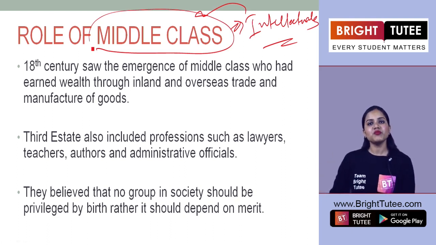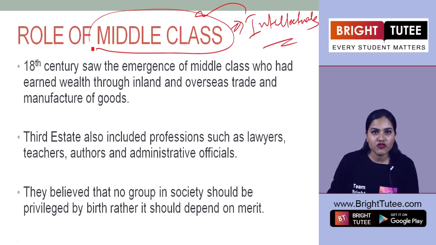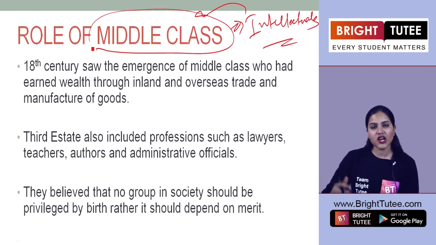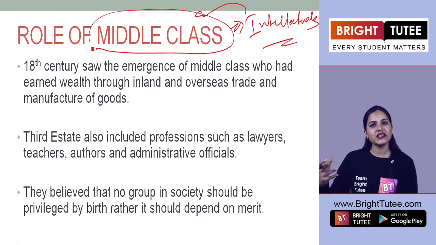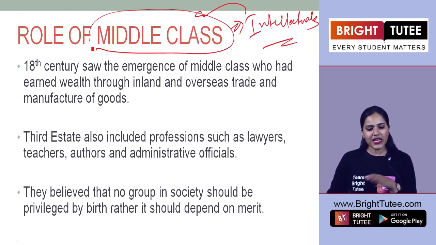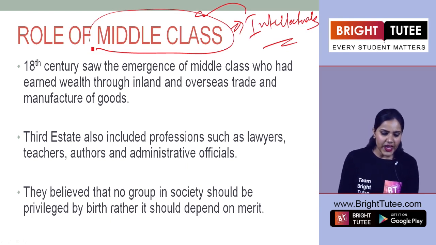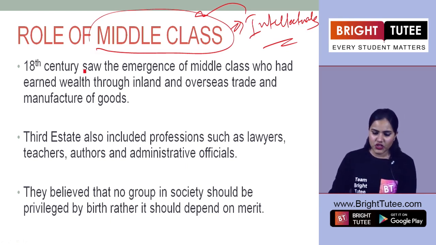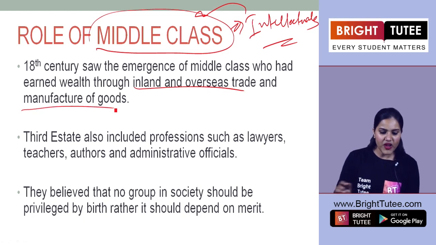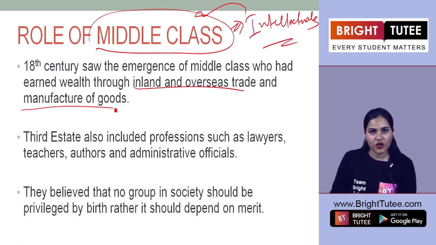So these middle class people, they started the revolution, they acted against the king and they challenged the authority of the king, right? We are going to learn about it when we will understand the outbreak of the revolution there. But let us first understand the role of middle class in causing the revolution here. So 18th century, it saw the emergence of middle class who had earned wealth through inland and overseas trade and manufacture of goods. Okay, so we are talking about 18th century here.